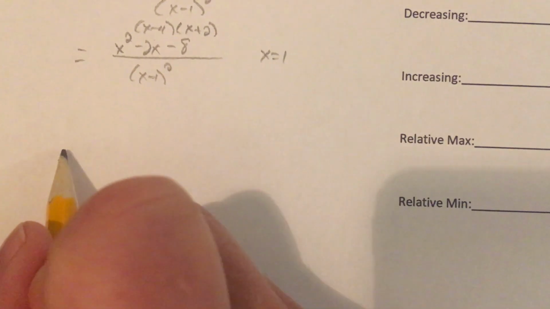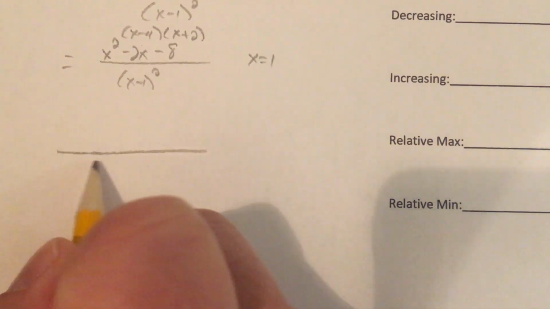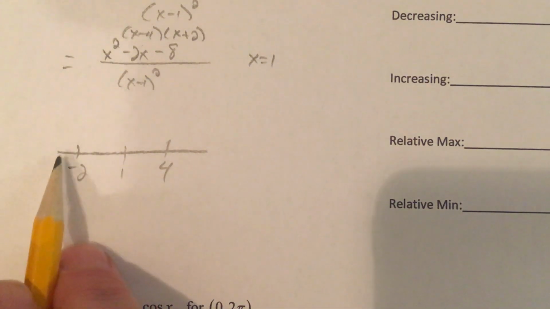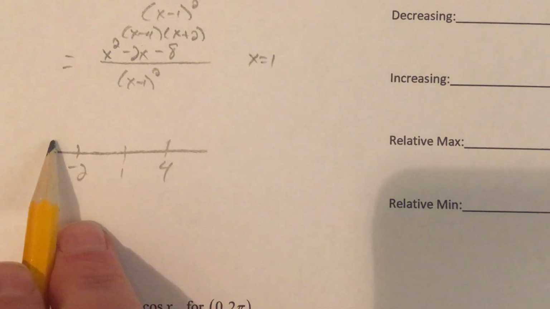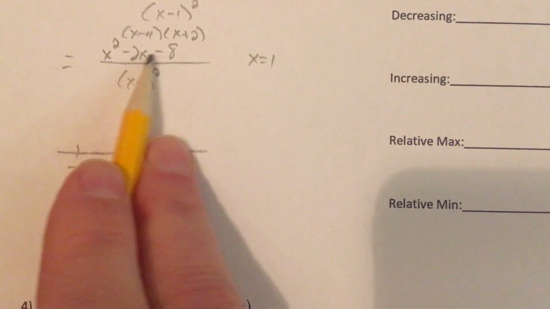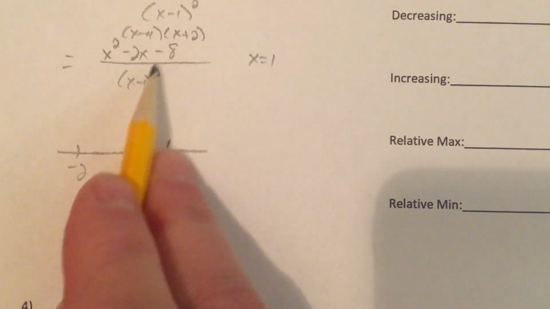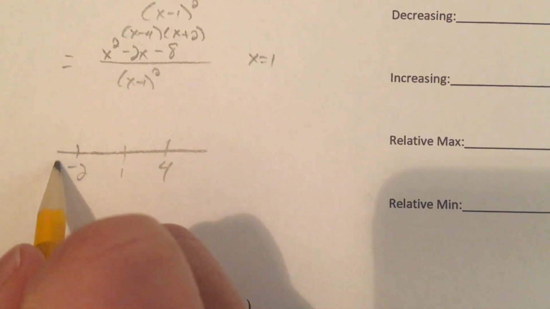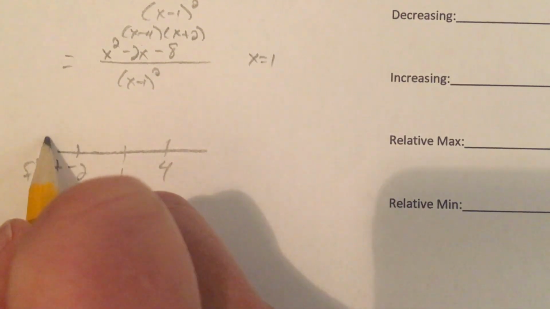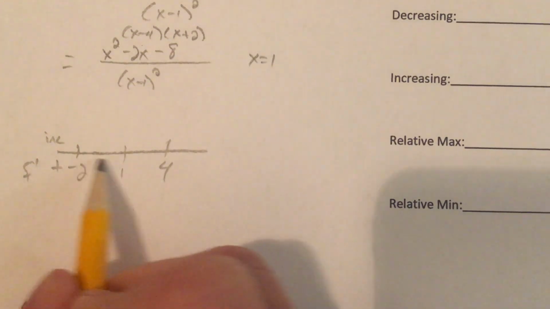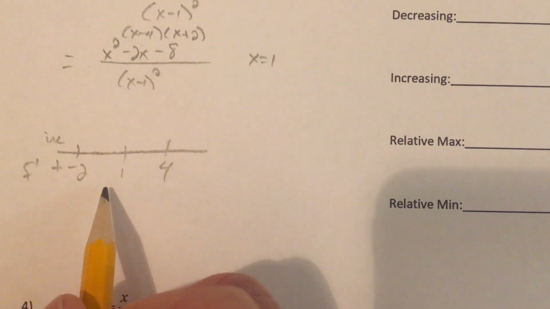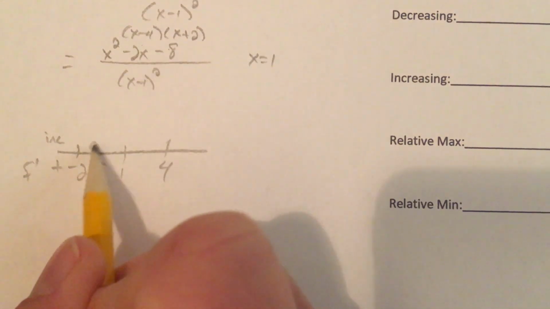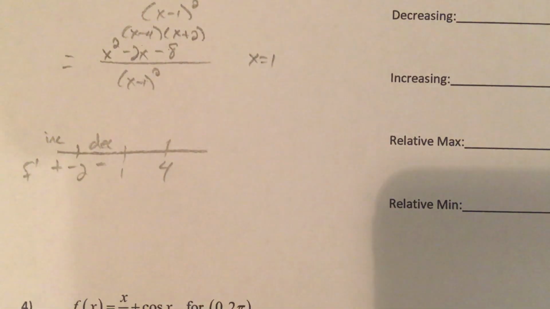All right. So now we can go ahead and test all these out. Negative 2, 1, and 4. If I pick something that's smaller than negative 2, say negative 10, I'm going to get 100 plus 20 minus 8. That's a positive, and the bottom's always positive because of the squaring on the bottom. So this is going to be a positive derivative, which means our function is increasing. If I put something in between, say 0, I'm going to get a negative over a positive. That's a negative. Our derivative is negative.